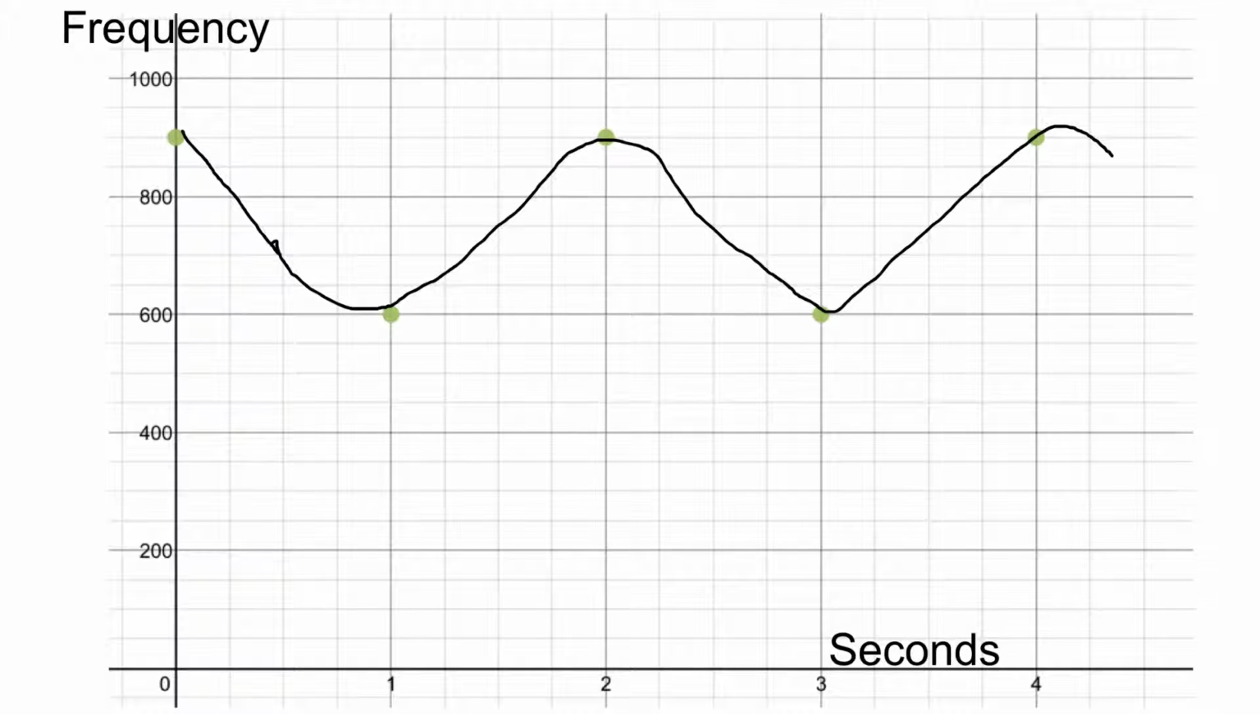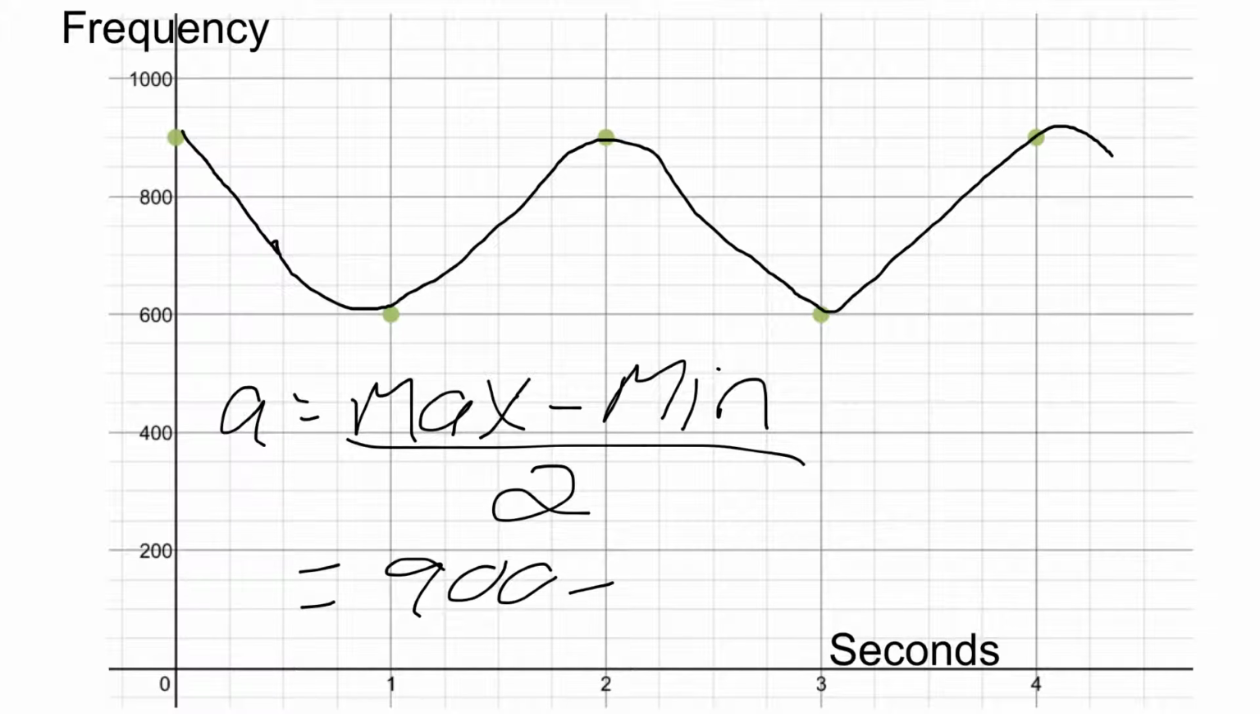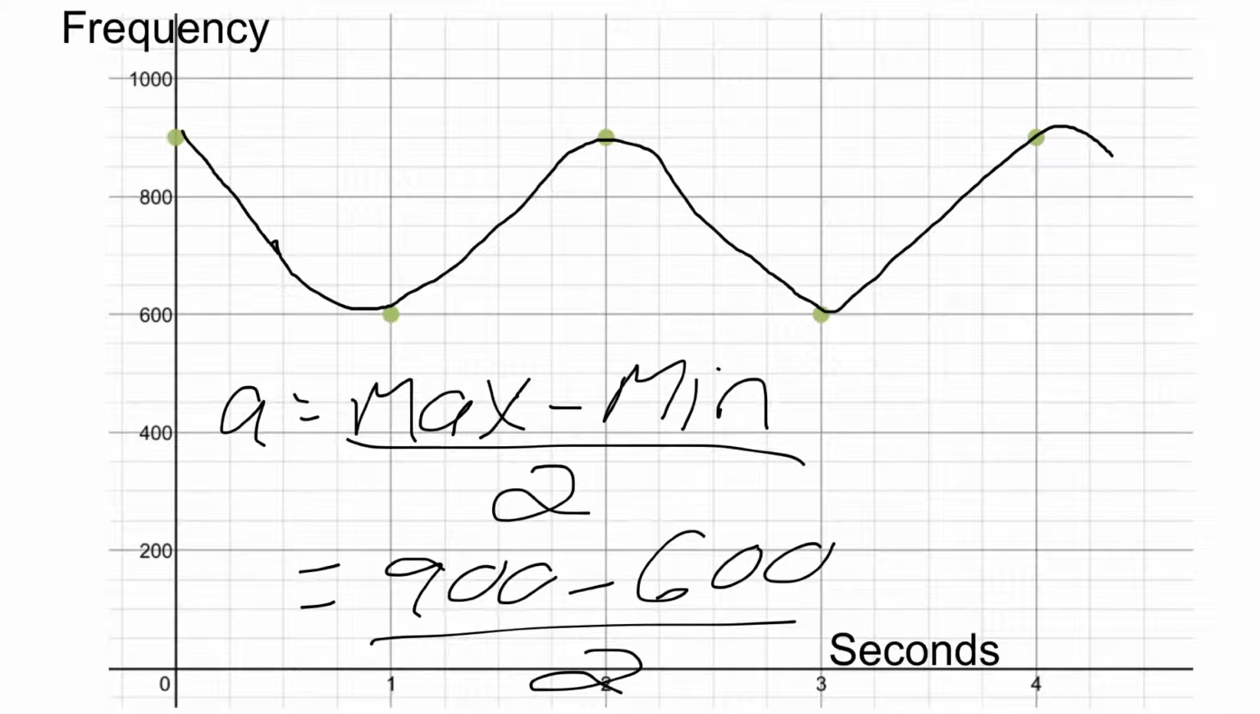Max minus min, divided by 2. So in this case it's 900 minus 600 divided by 2. So what's our A value? 150.